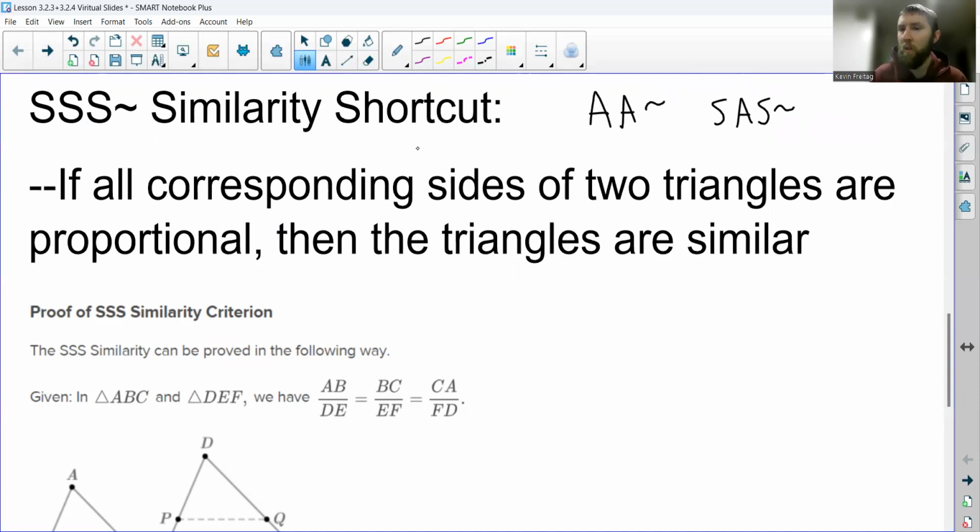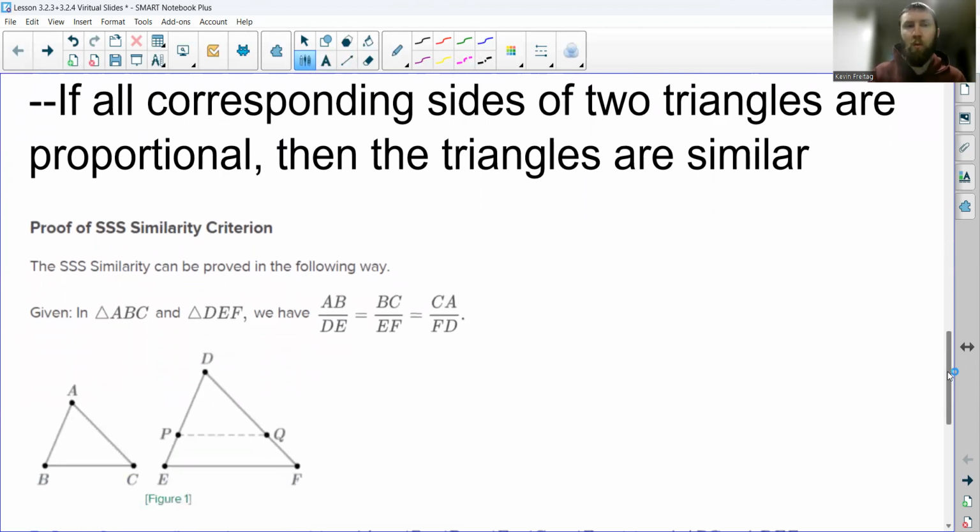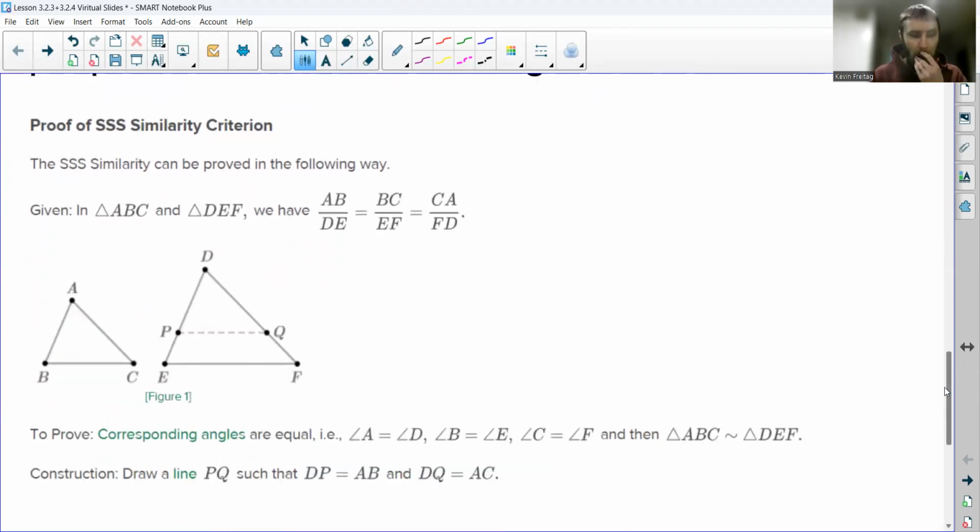This is a situation where we don't actually know anything at all about the angles, at least in the beginning, right? But we do know enough about the triangles, as long as all the corresponding sides are proportional, that we don't have to worry about the angles. And I can prove that to you using a little demonstration down here. So again, write down that similarity shortcut and then let's prove it so we can use it moving forward.